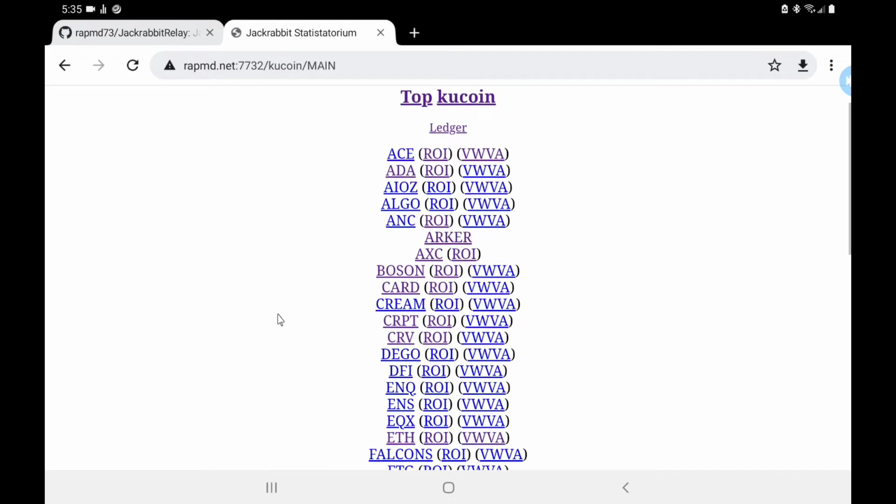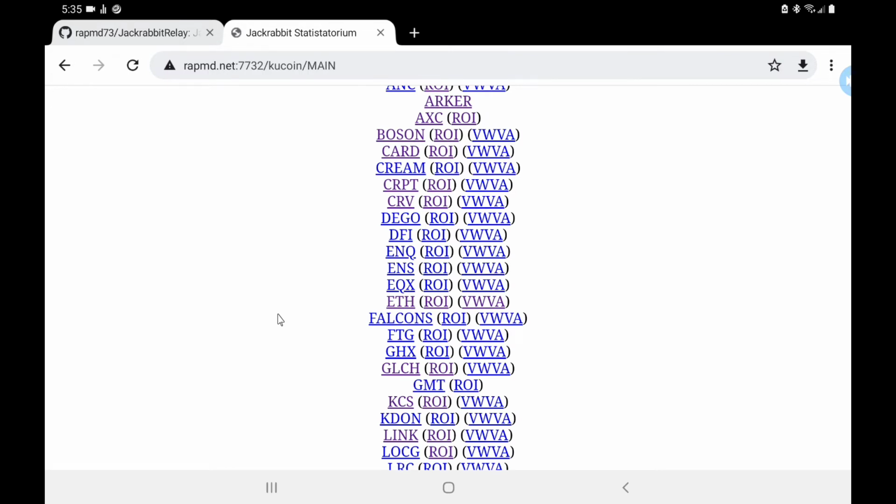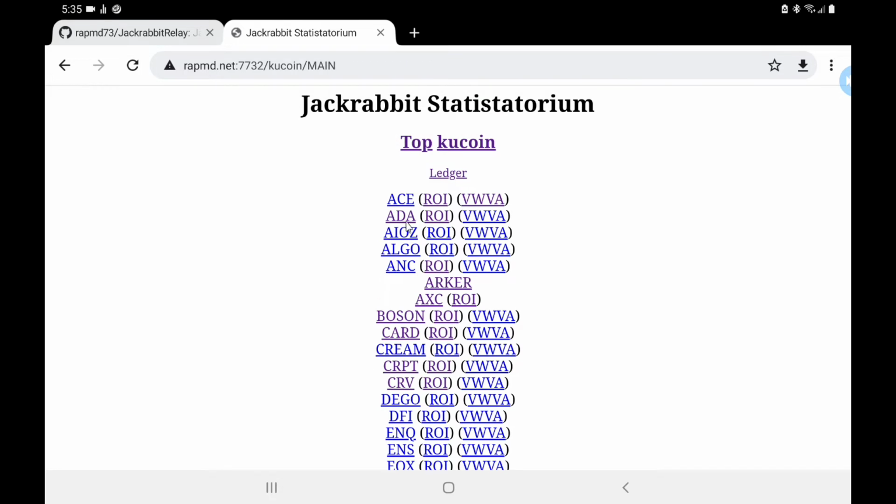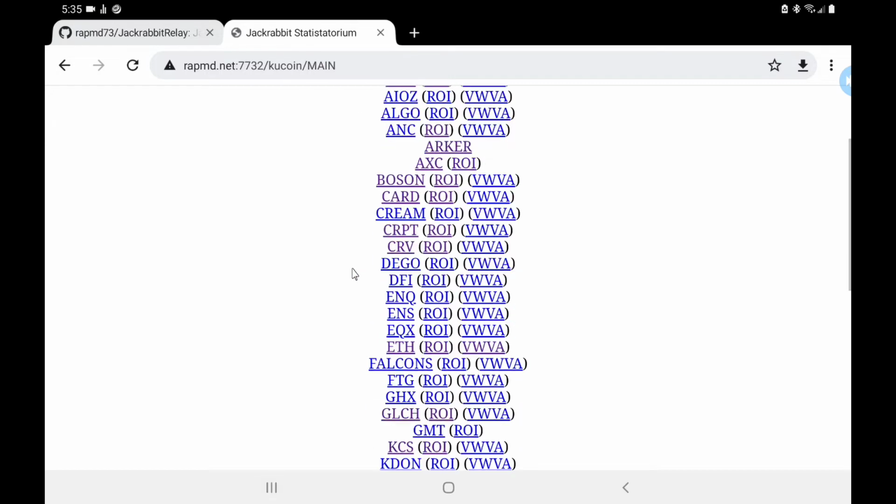First, as you can see, I have rebuilt it quite a bit. What used to be dollar signs is now the return on investment. And added is a volume weighted volatility analysis. So let's go find a coin, something strange. Let's pick Glitch.